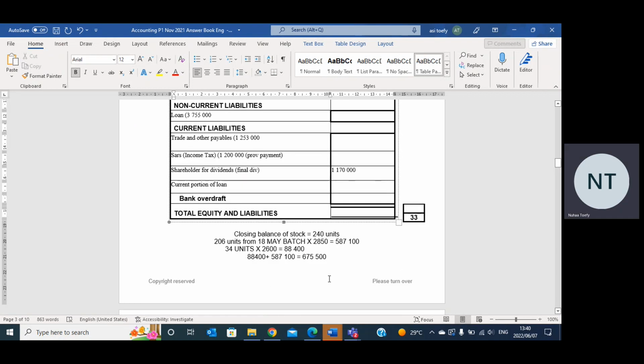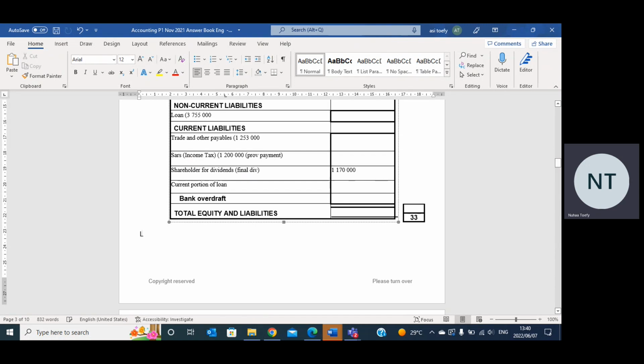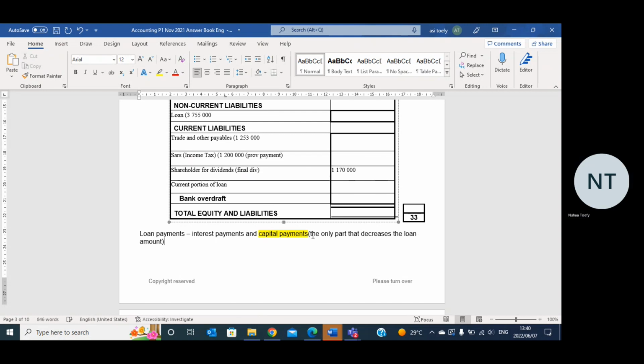Okay, now I'm going to explain how a loan works, right? Loan payments. You guys will remember me telling you that loan payments are made up of two parts. It's made up of interest payments and capital payments. In capital payments, let's highlight that, the only part that decreases the loan amount. Every time I'm paying interest, and maybe that's why we don't indulge in interest, it doesn't actually reduce my loan amount.